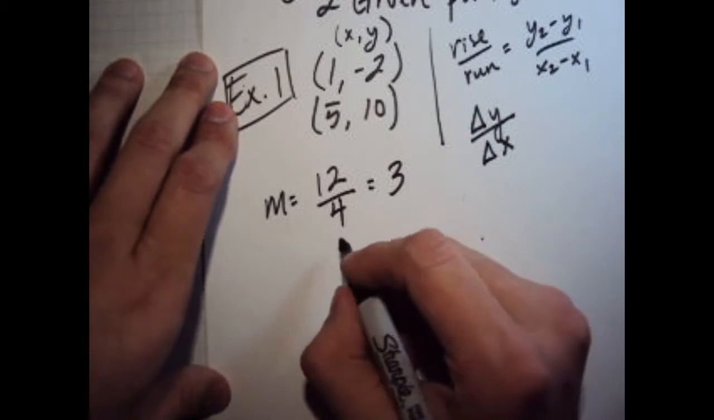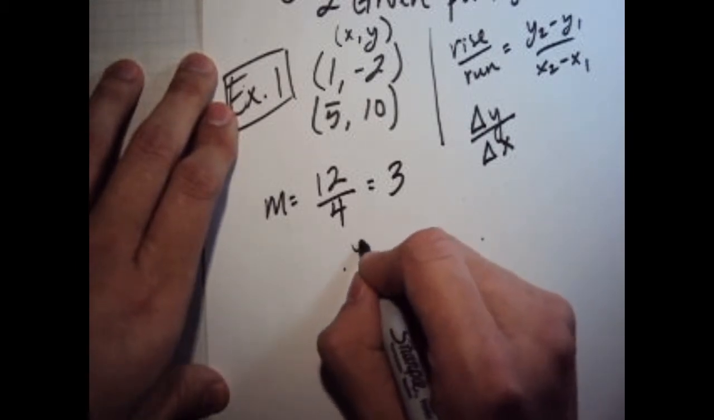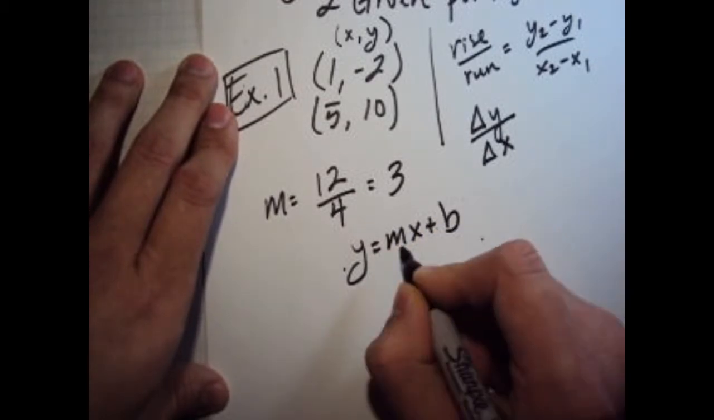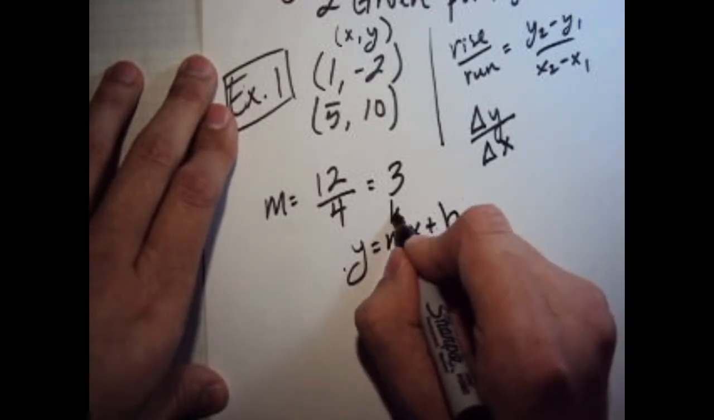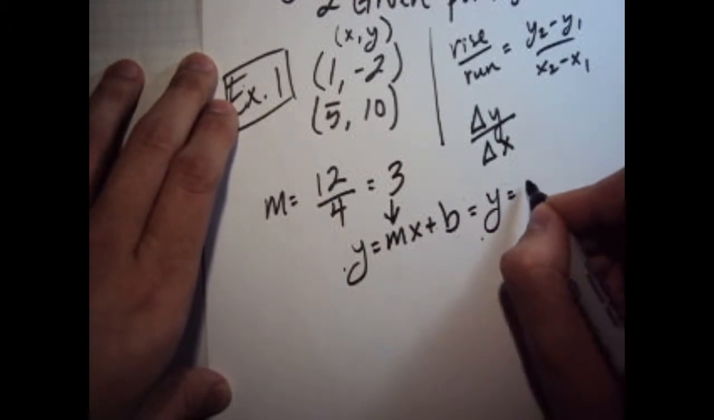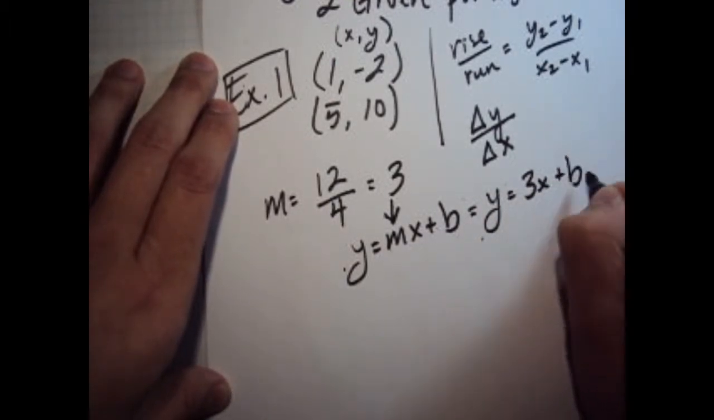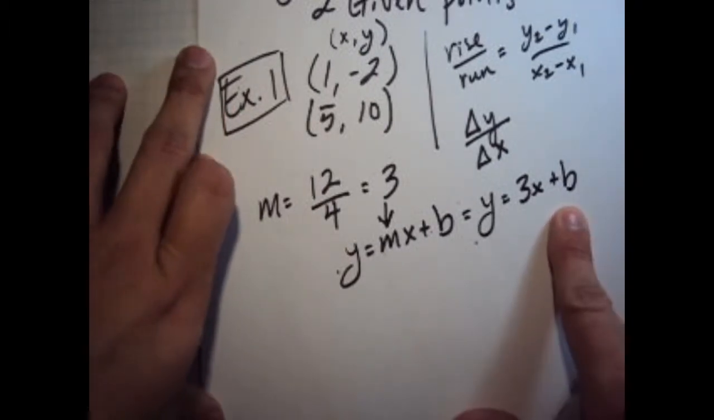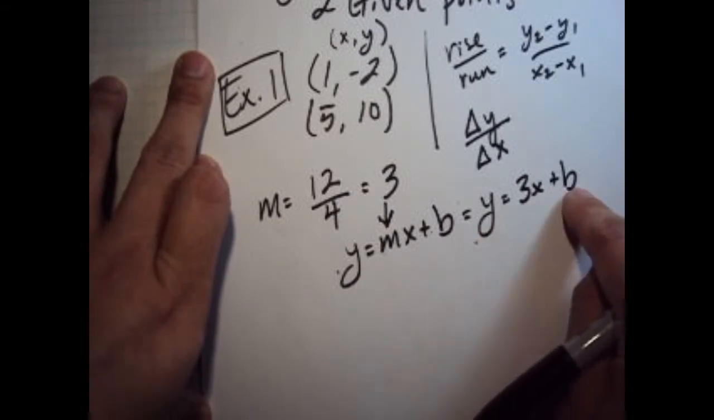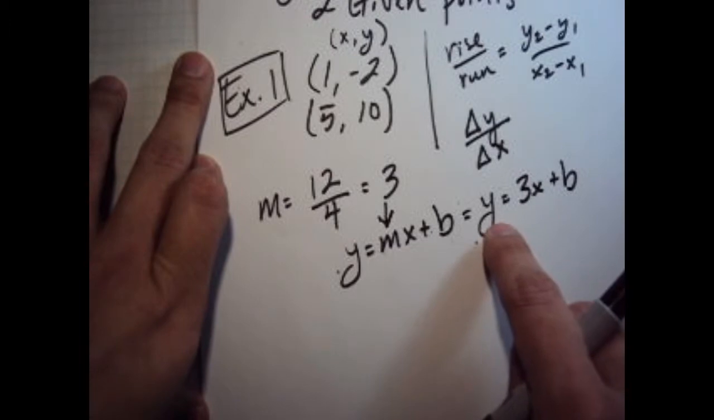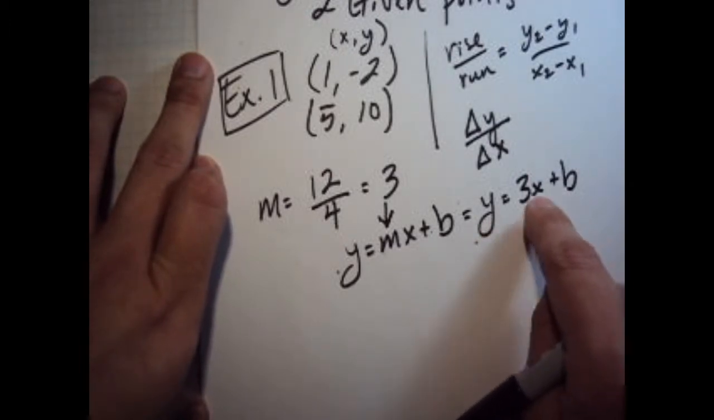So now, if we were going to write this equation, our slope-intercept form is y equals mx plus b. So we have the m. We know what that is. It's 3. So our equation at this point is y equals 3x plus b. So all we need to do is figure out what b is. Now, how do we do that? Well, there are 3 letters in this equation, and we just so happen to know some values for x and y.